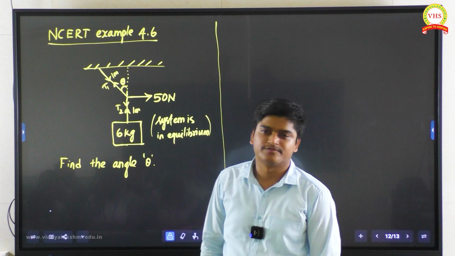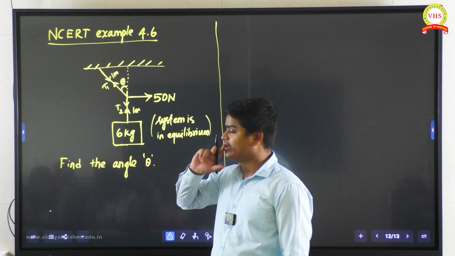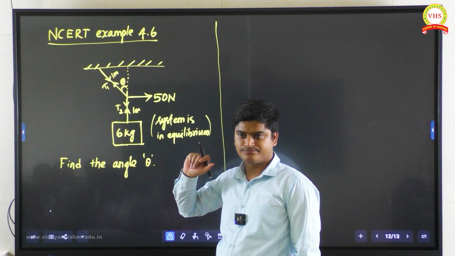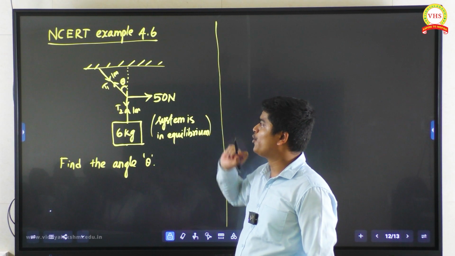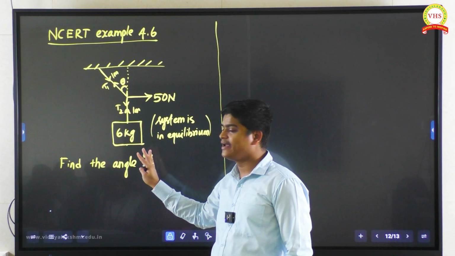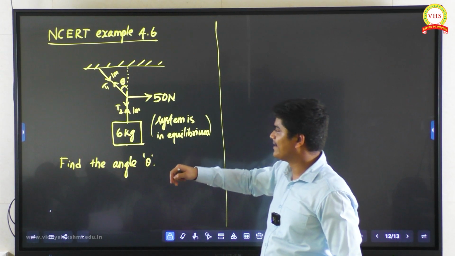Okay. So today we'll understand one question which is based on equilibrium of a particle. Your NCERT example 4.6. This question is given in language, and I have taken it here in a picture format. What is given exactly?